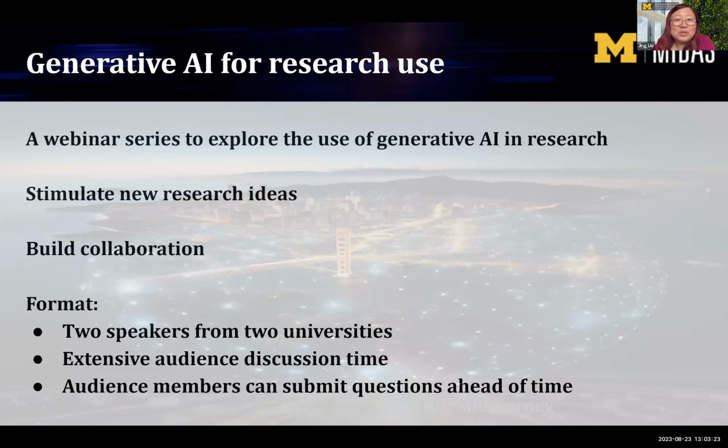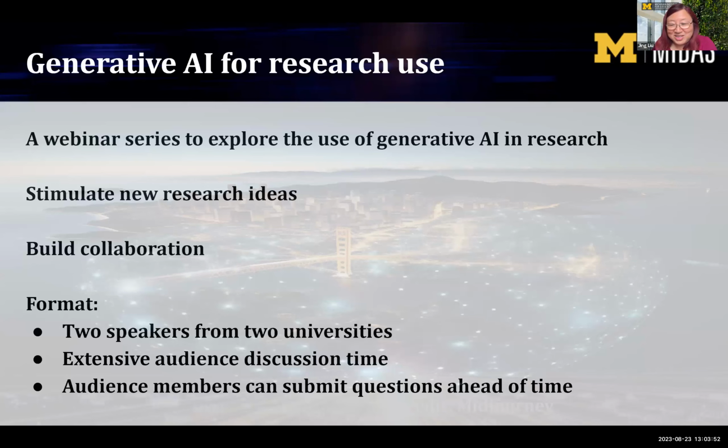In each webinar, there will be 2 speakers from 2 universities talking about an overlapping theme. We'll have a 30-minute audience Q&A time. While the presentations are happening, audience members are welcome to submit questions in the Q&A. We also have received a number of questions through the registration form.